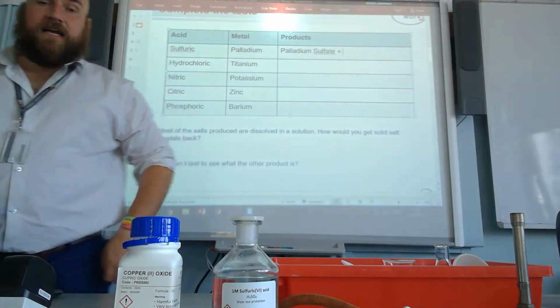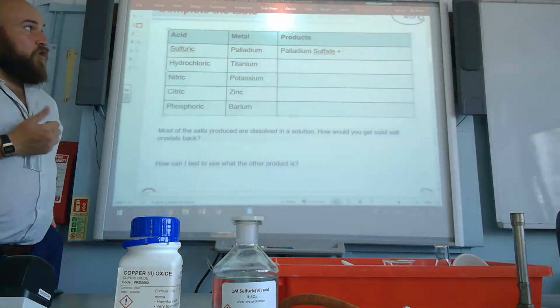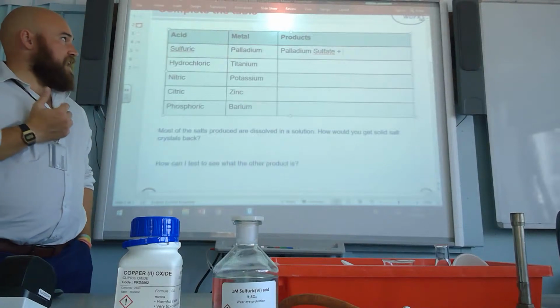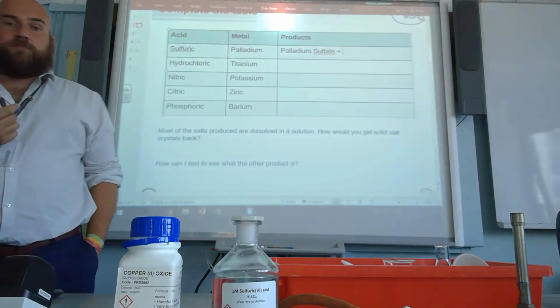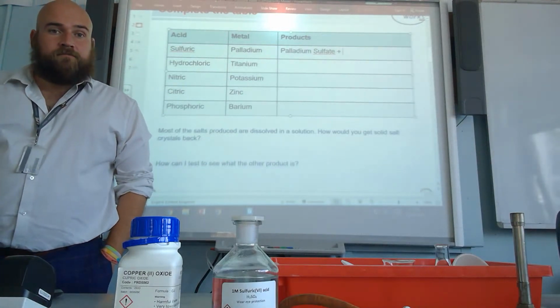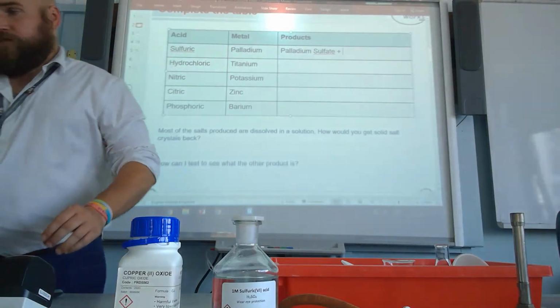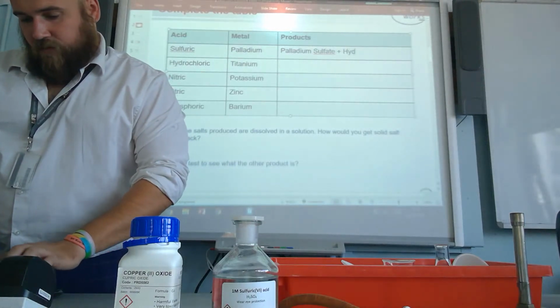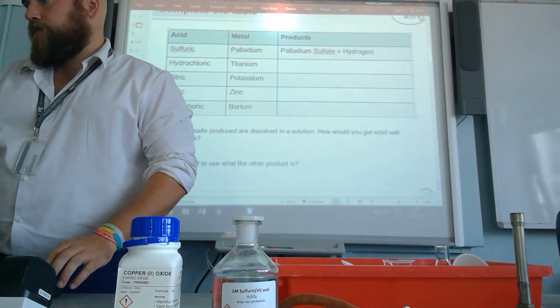And as I said earlier, what's the other product going to be? Because when an acid reacts with a metal, you get a salt plus a particular type of gas. Hopefully that helped you. Hydrogen. Yep. So all of these will produce hydrogen.